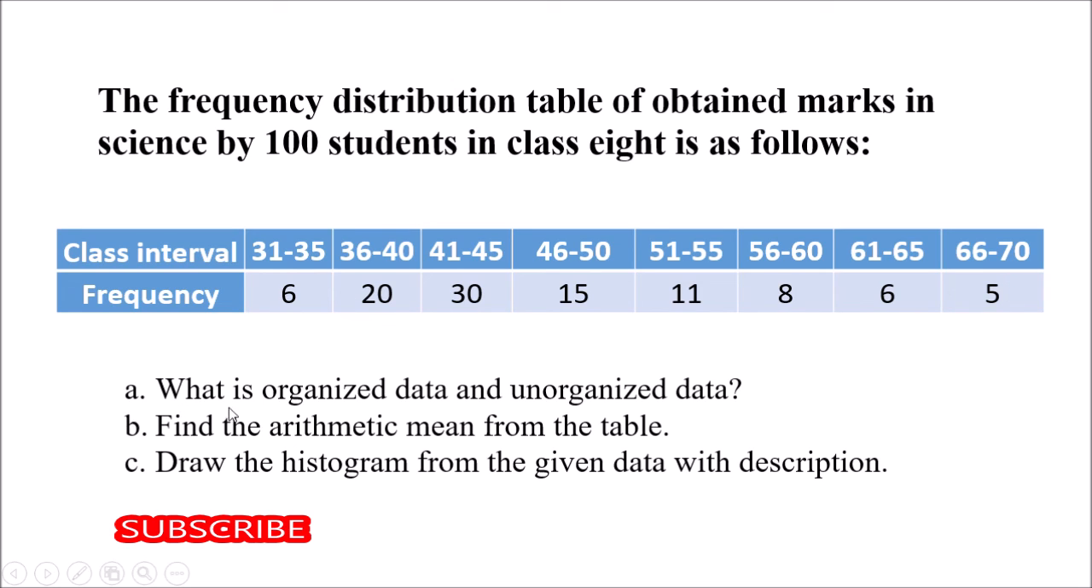So the first question is, what is organized data and unorganized data? I think you know what organized data is and what unorganized data is. Number B, find the arithmetic mean from the table like the previous one. And number C, draw the histogram from the given data with description. So this is the question. I think this is not very difficult. You can practice it at home, and you will judge yourself how much you understand. If you face any problem, you can repeat this video and watch it again. I think your problem will be solved.